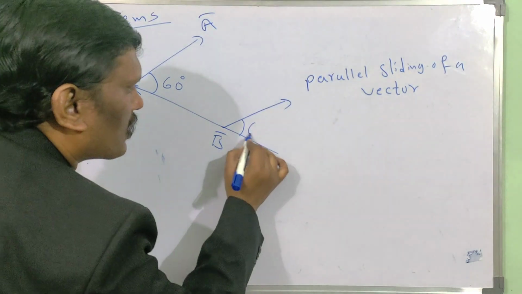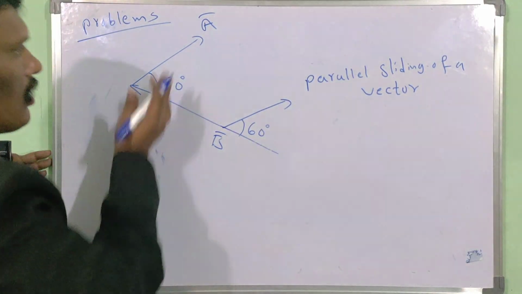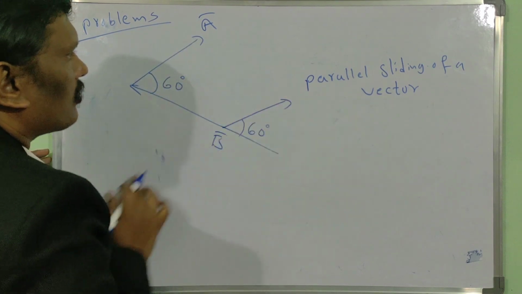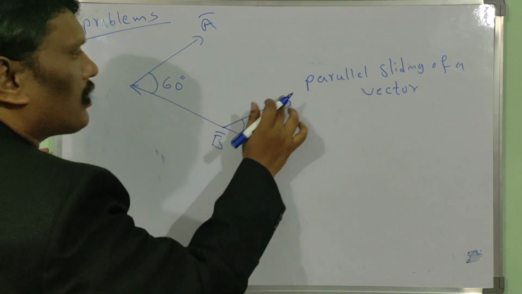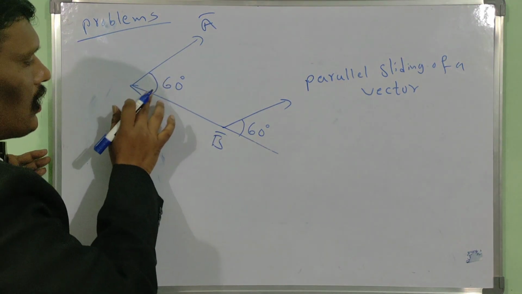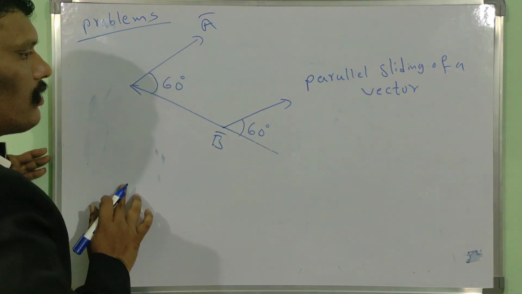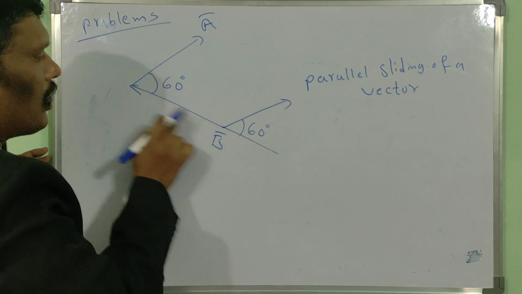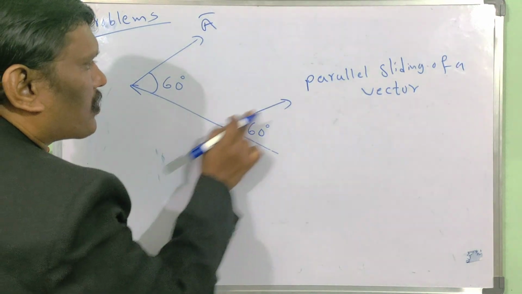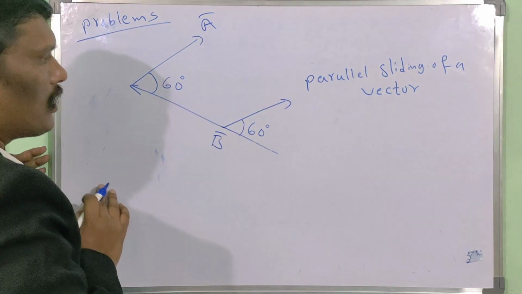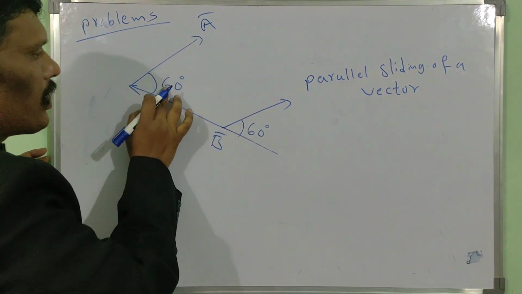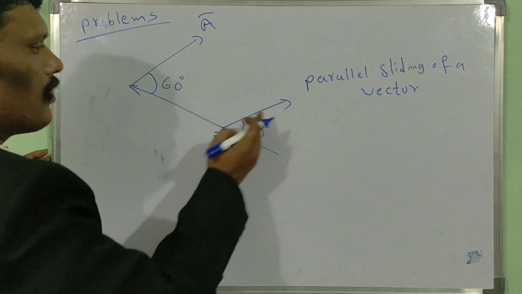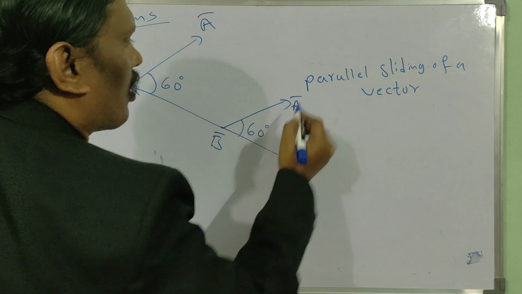And here also 60 degrees. What is the meaning of that? Parallel sliding. The length of the vector is not changing, so I consider the same length here. The same angle I consider here. Why? Because this vector makes 60 degrees with this line, and with the same line the slid vector also makes 60 degrees. Then we call it parallel sliding, because the angle is not changing, the direction is not changing, the length is not changing. The vector is not changing. It is also A bar.